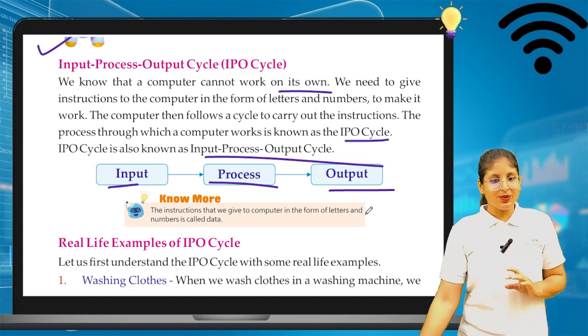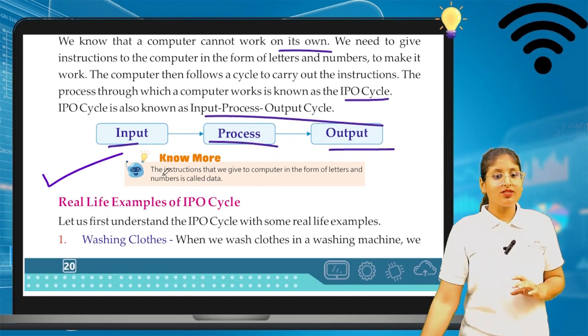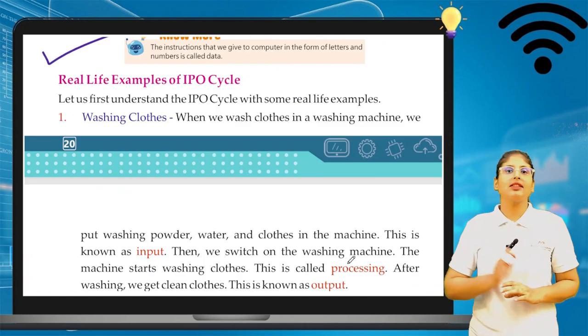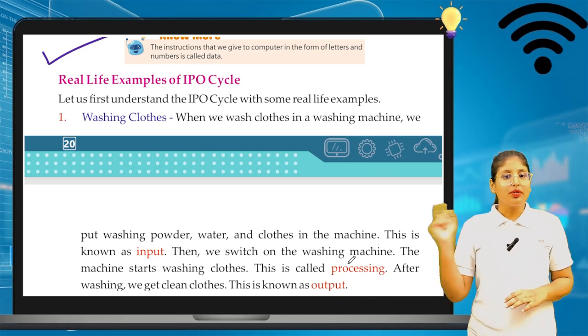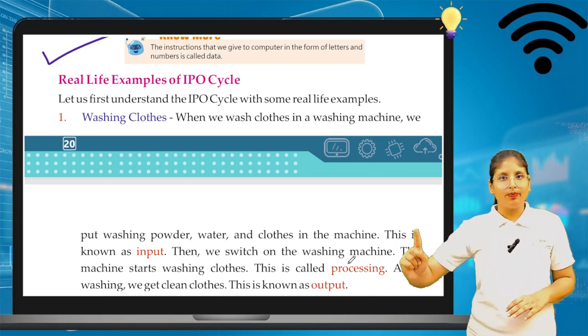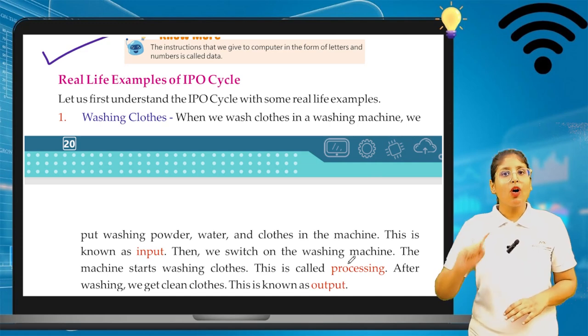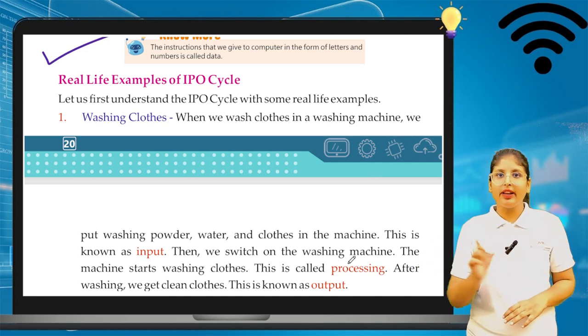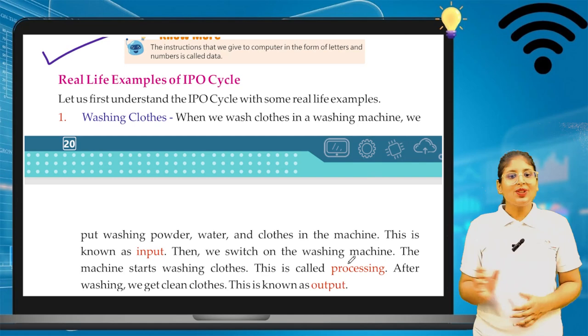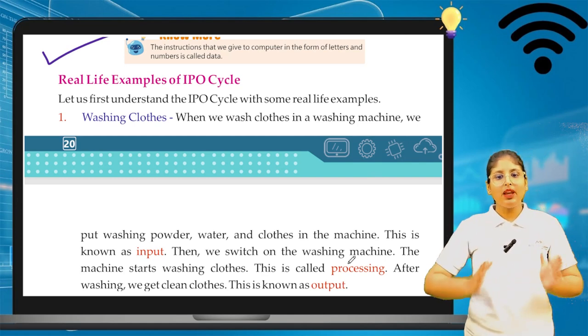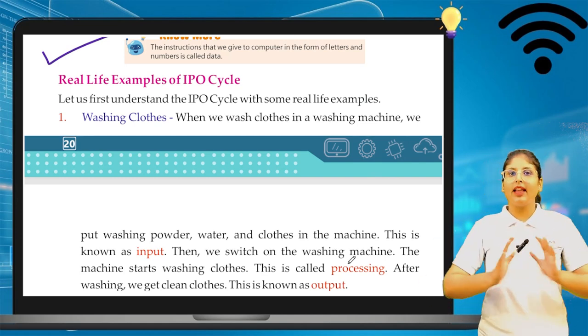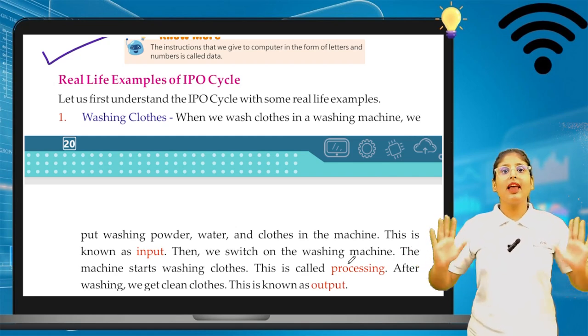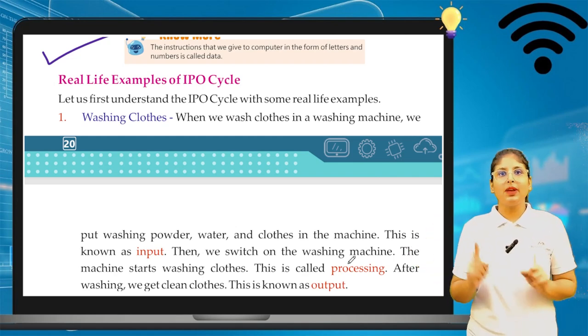First, just connect with your real life, then you can understand what IPO is. So, real life examples of IPO. First see these examples because they are related to your real life. Let us first understand the IPO cycle with some real life examples.